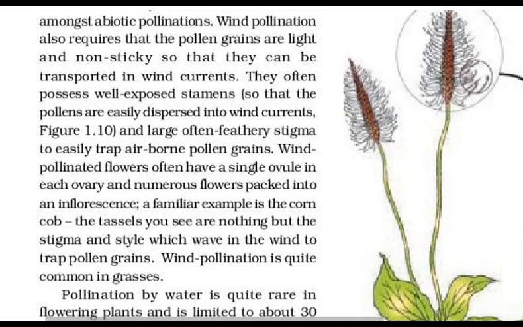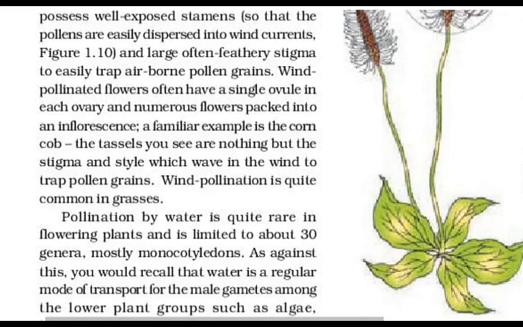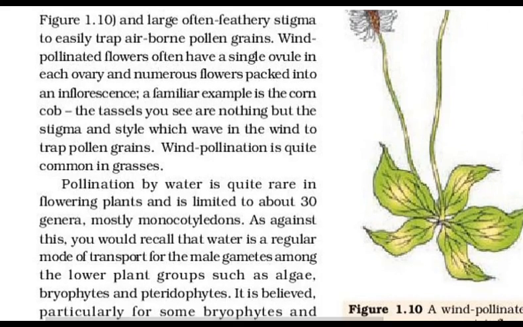Next is pollination, a very hot topic. In the preceding sections, you have learned that the male and the female gametes in flowering plants are produced in the pollen grain and embryo sac respectively. Where is the male produced? In the pollen grain, and the female in the embryo sac. As both types of gametes are non-motile, they have to be brought together for fertilization to occur.